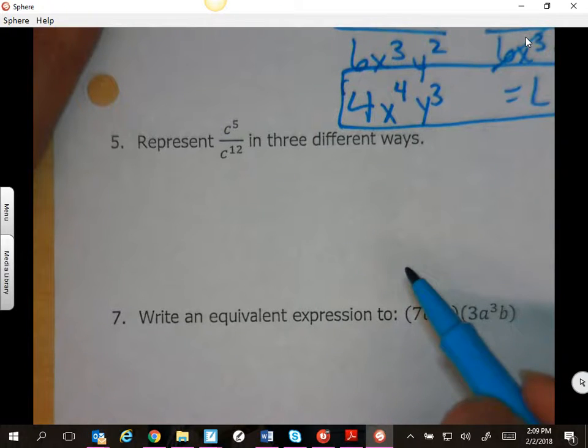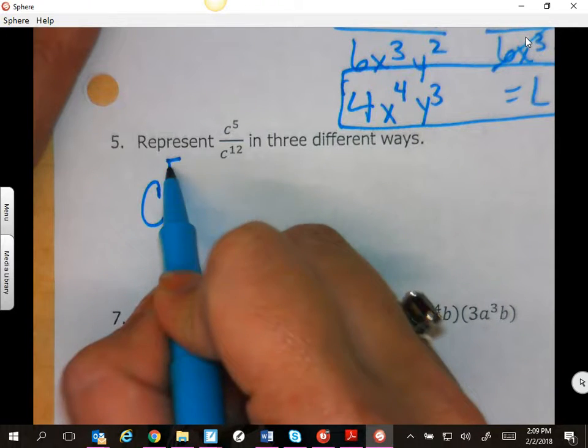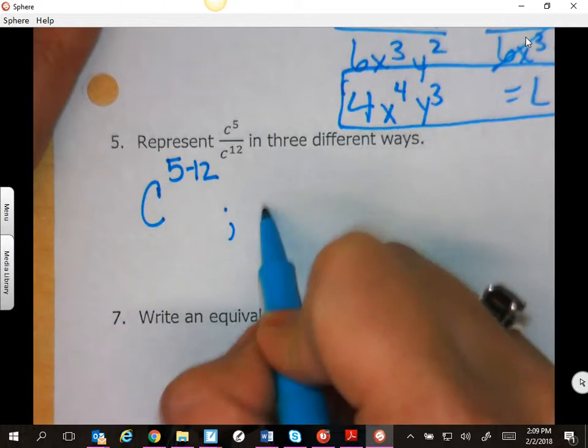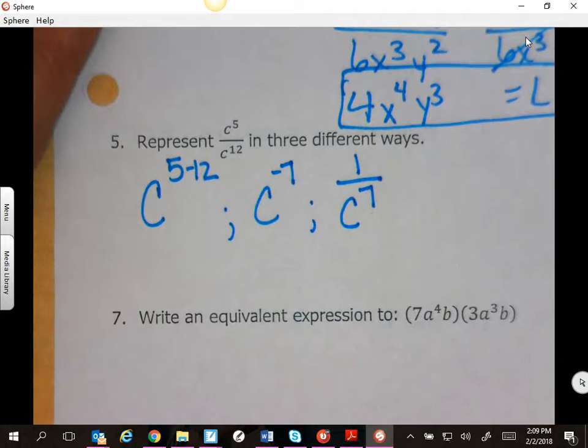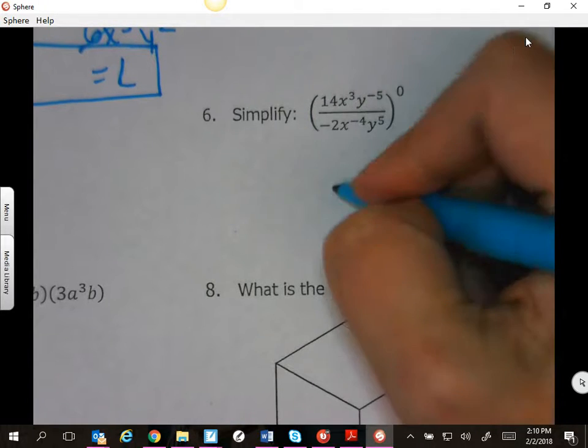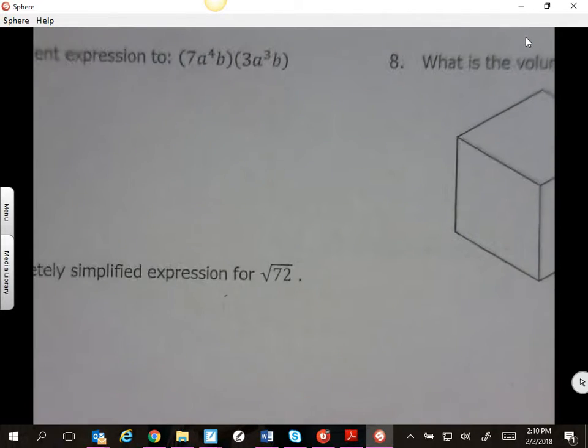Okay? 3 different ways to write c to the 5th over c to the 12th. Well, we know when we are dividing, we need to subtract. So we could write c to the 5 minus 12, which we know is c to the negative 7, which we can write with a positive exponent of 1 over c to the 7th. Number 6 is probably the hardest question on this whole paper. Anything to the 0 power is 1. You could even put that in your calculator if you really wanted to. You will get to use your calculator, so if you needed to check any of this math, you could.